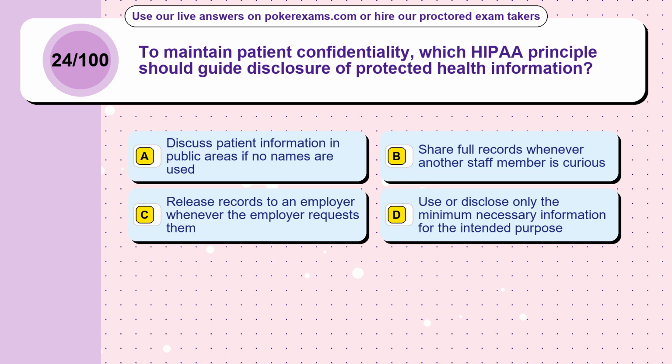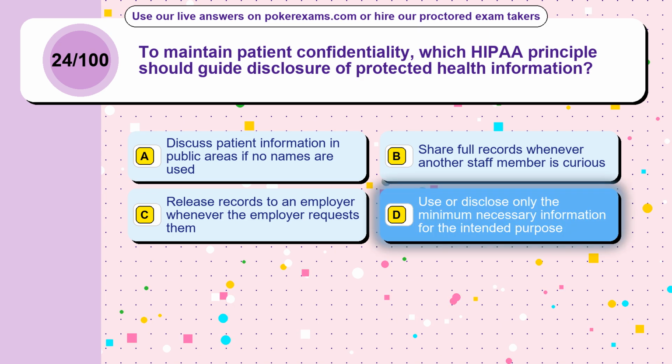Question 24. To maintain patient confidentiality, which HIPAA principle should guide disclosure of protected health information? Option A. Discuss patient information in public areas if no names are used. Option B. Share full records whenever another staff member is curious. Option C. Release records to an employer whenever the employer requests them. Option D. Use or disclose only the minimum necessary information for the intended purpose.